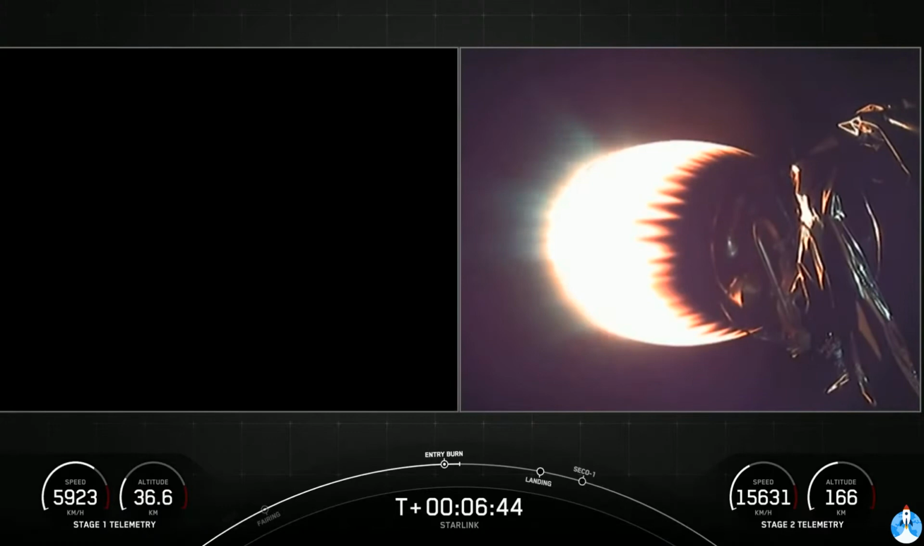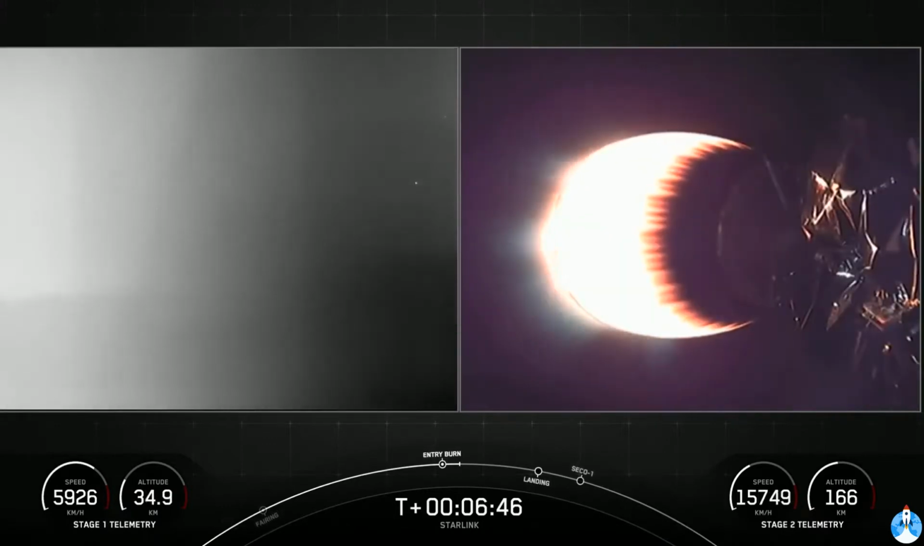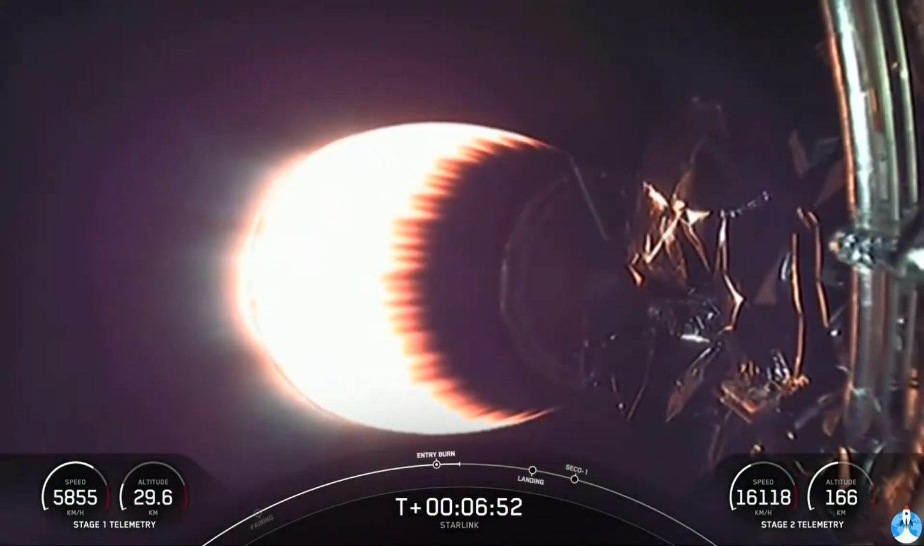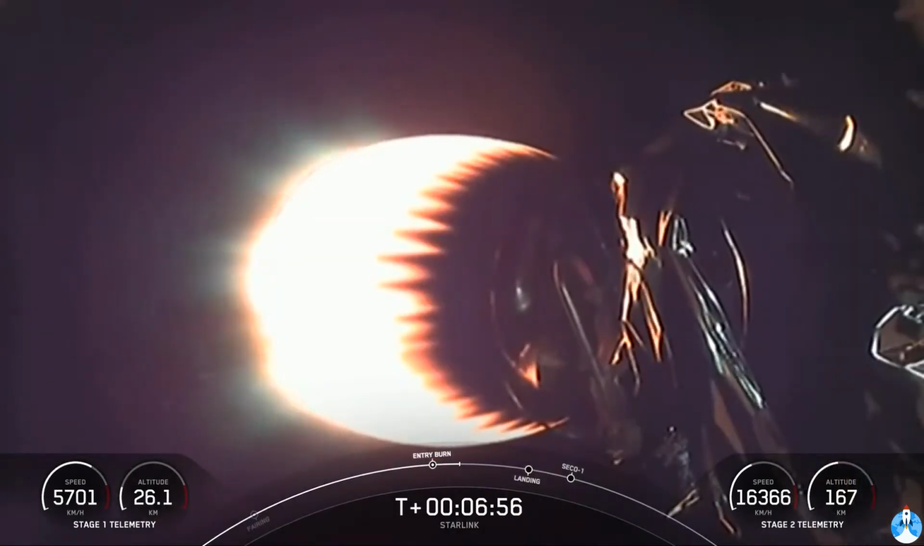Stage 1 entry burn shutdown. Beautiful, and entry burn cutoff. Stage 1 is going to continue its descent to our drone ship, Just Read the Instructions.